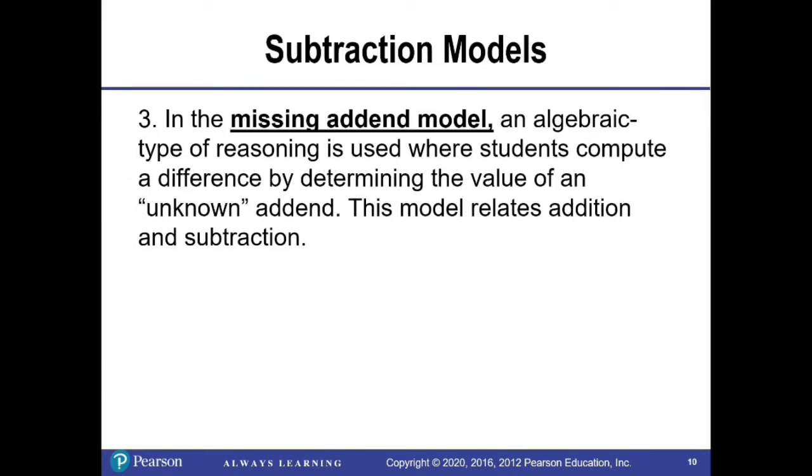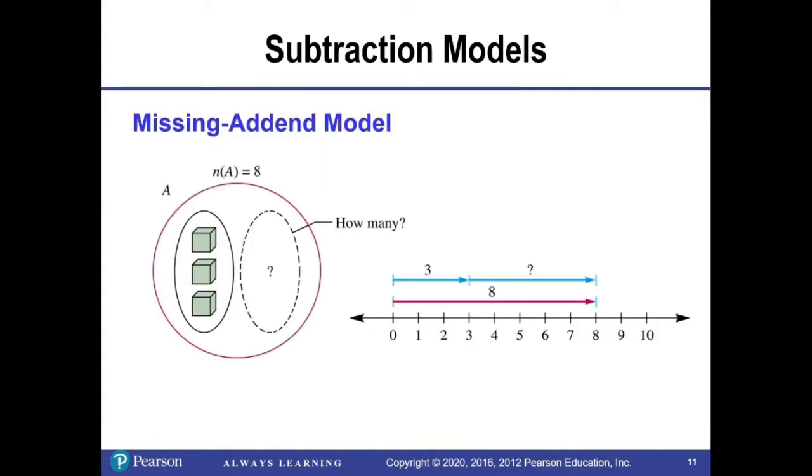Our next model is called the missing addend model. In this model, we are relating addition and subtraction. So you'll notice here that we have 3 blocks in the set, and I want to know how many more blocks are needed to make a total of 8. Or on my number line, I've already jumped 3. I want to know how many more places I have to jump to make a total of 8.